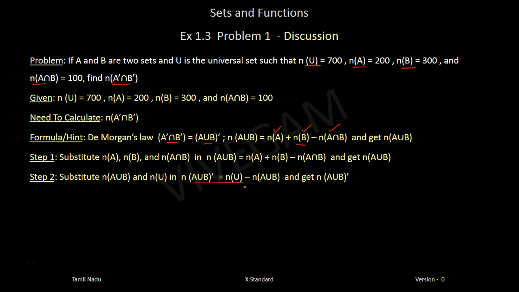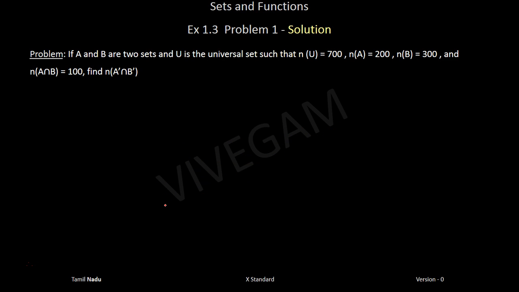Right. Once we know n of A union B whole complement, we can calculate n of A complement intersection B complement using De Morgan's law, which says n of A complement intersection B complement is nothing but n of A union B the whole complement, and that is what we calculated in step 2. So whatever is calculated in step 2 becomes the required answer using De Morgan's law. Okay, so these are the steps which we need to do. What I suggest is you pause the video here and try to work this problem on your own, and then come back and check your working against our solution. Okay, now I'm coming to the solution.